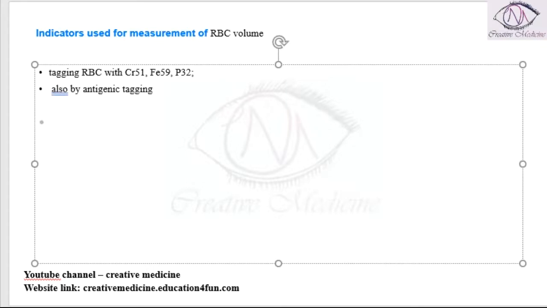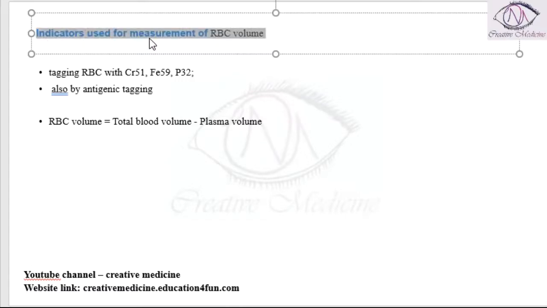There is one more way for measuring the red blood cell volume. Red blood cell volume can also be measured by subtracting the plasma volume from the total blood volume. Then we get the red blood cell volume.